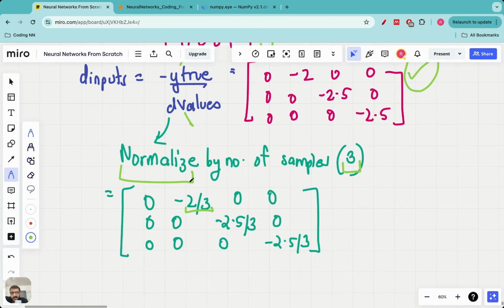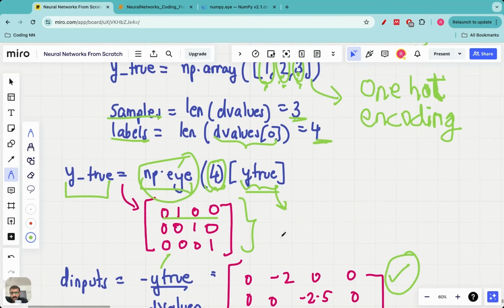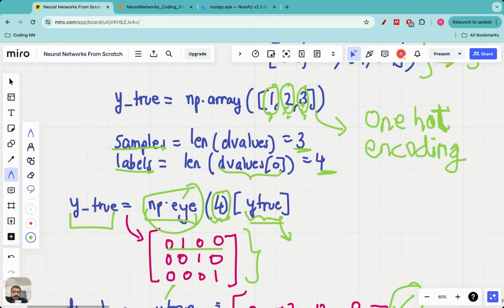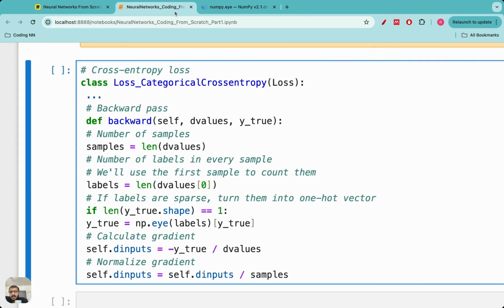Okay, so this is the final output which we have, and I've demonstrated this to you manually. Now I'll show you how this is implemented in code format. So this is the categorical cross entropy loss class, and I already showed you that we have implemented a forward pass. Now we'll be implementing the backward pass here.